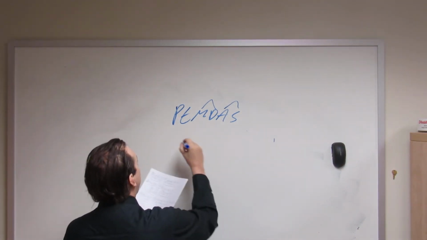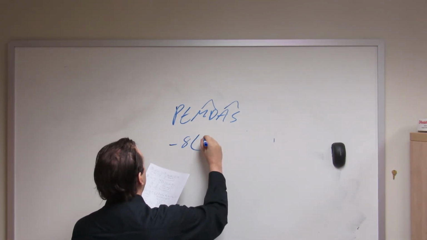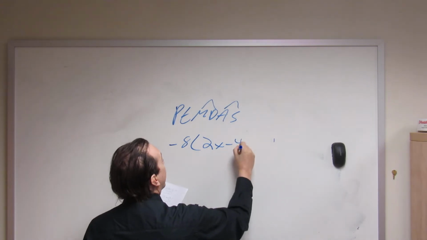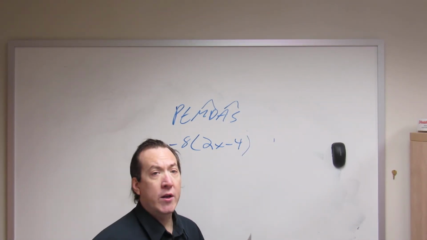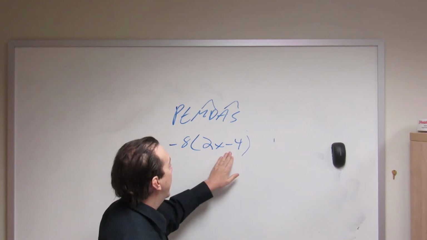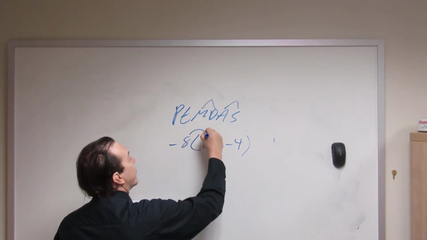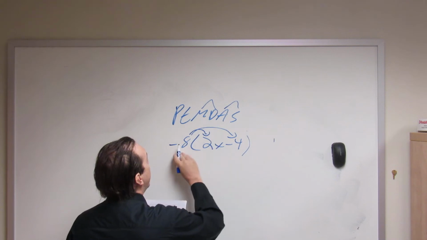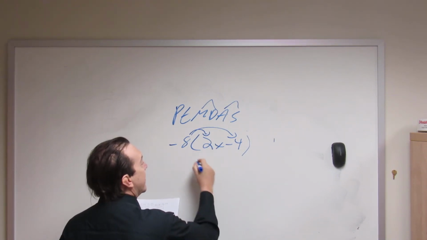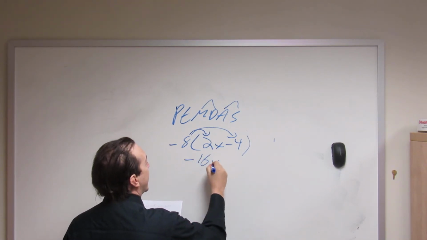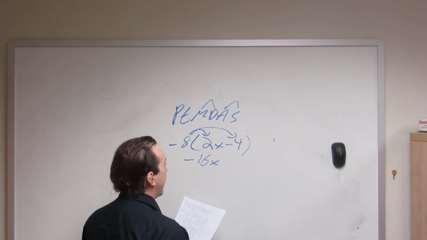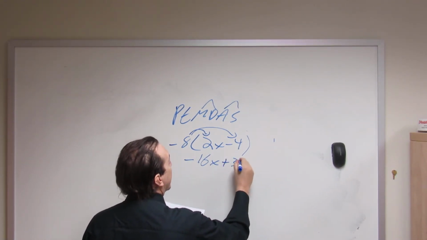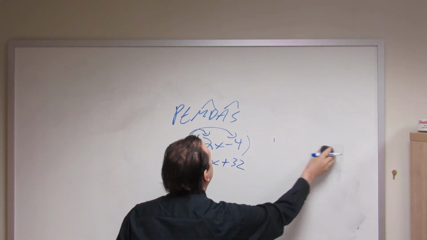Okay, then let's say we have negative 8 times, in parentheses, 2x minus 4. What's in parentheses are not like terms, so we can't do anything there. So now we have to distribute the negative 8. Negative 8 times 2x is negative 16x. Negative 8 times negative 4 is plus 32.